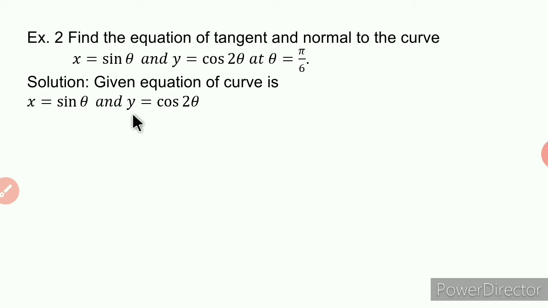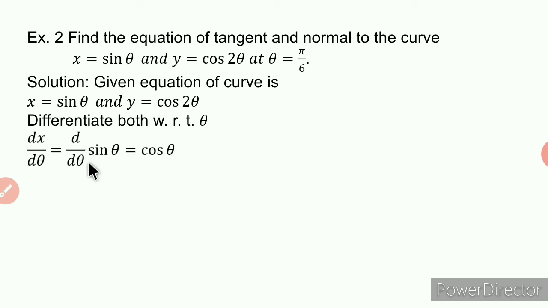Now use here to find the value of dy by dx, the derivative of parametric function. So first we differentiate both with respect to theta. So dx upon d theta is equal to d by d theta of sin theta, it is equal to cos theta. And dy upon d theta is equal to d by d theta of cos 2 theta. Derivative of cos theta is minus sin theta and derivative of 2 theta is 2. So it is equal to minus 2 sin 2 theta.